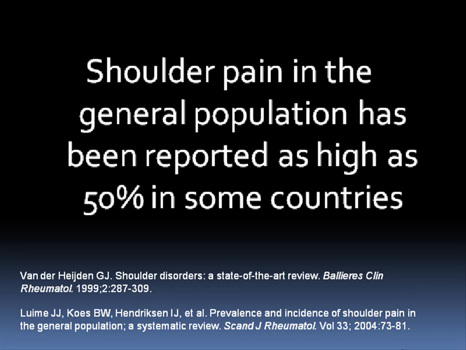Shoulder pain in the general population has been reported as high as 50% in some countries. The range is between about 20 to 50%, with a prevalence of about 19 to 31% for 1 month, 5 to 47% for 1-year prevalence, and 7 to 67% for lifetime prevalence. Well, why the wide variations? Much of it has to do with whether shoulder pain is taken alone as an entity or combined with neck pain.